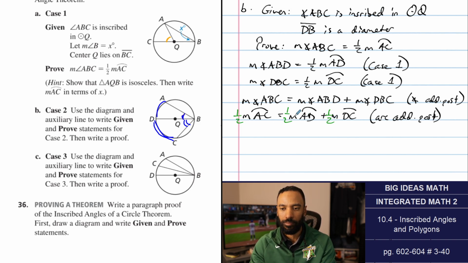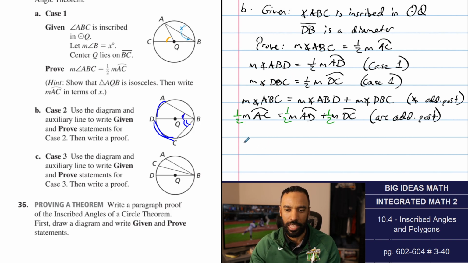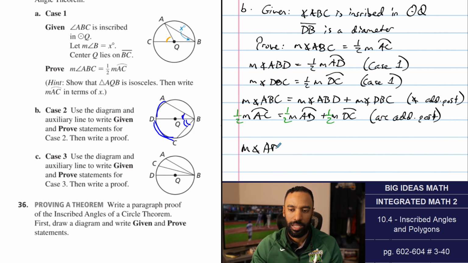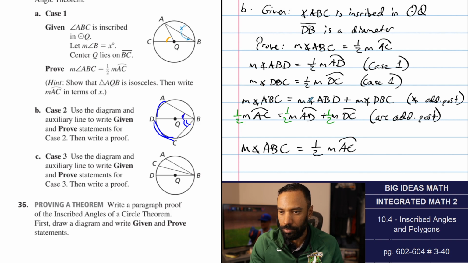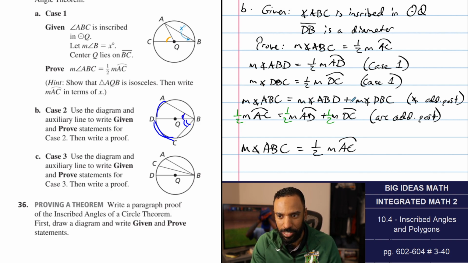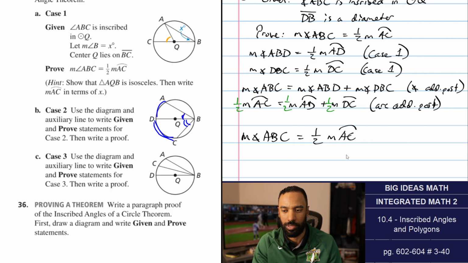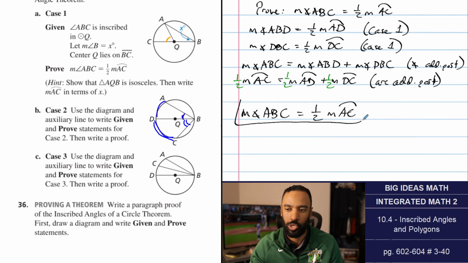So half of this plus half of that means that we can say that the measure of angle ABC is half of the measure of arc AC. Because the measure of angle ABD is half of this guy, and the measure of angle DBC is half of that guy. When you add them together, you do get that total, which is also that. All right, so that's case 2.